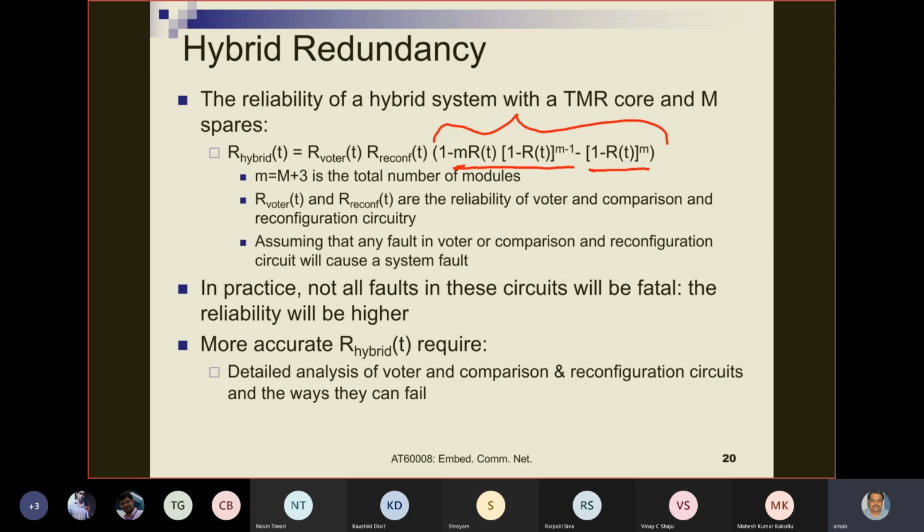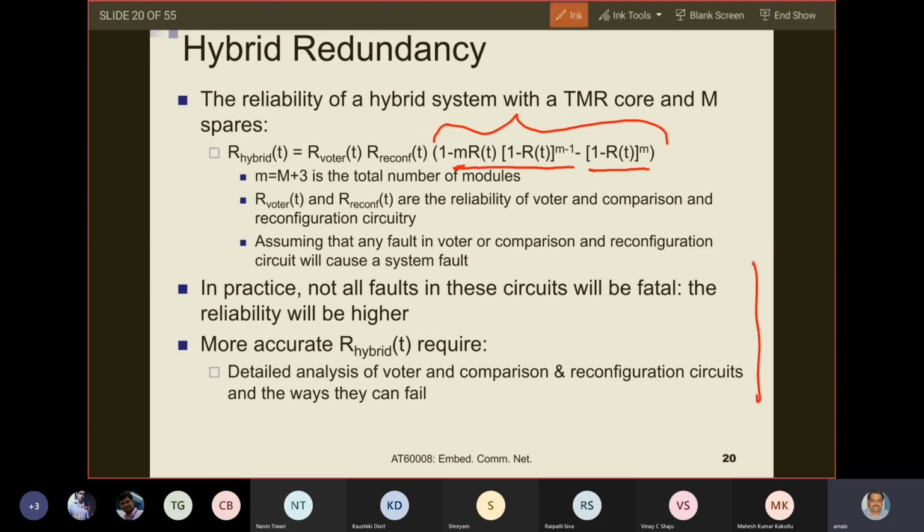Assuming that any fault in the voter or comparison or reconfiguration unit will cause a system fault. In practice, what these two points are trying to tell us is that the whole system becomes very dependent on the voter and reconfiguration unit, and that in general not all faults are very important. So if the voter and this reconfiguration unit work more or less correctly, then the system should work fine. Such a system in practice works fine. This is what they're trying to say.